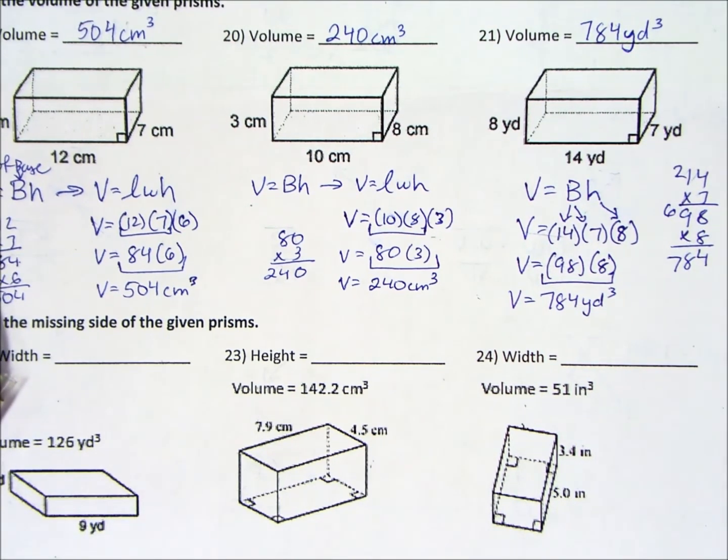Make sure you're putting all your units. If you just tell me 784, I don't know what that is. 784 chickens for all I know. Put your unit of measurement every single time.